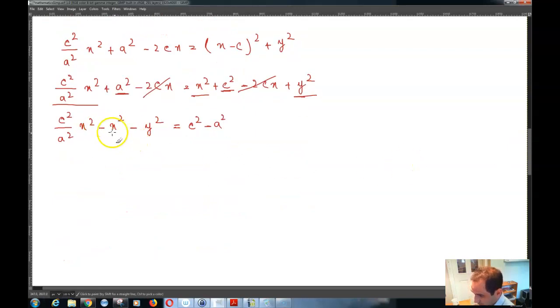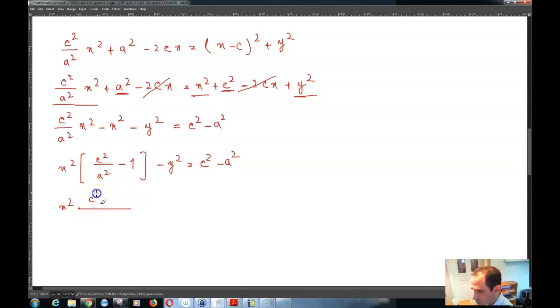And so I can add these two together. So I can write x squared times c squared by a squared minus 1 minus y squared is equal to c squared minus a squared. Now this thing over here is equal to basically x squared times c squared minus a squared over a squared minus y squared is equal to c squared minus a squared.